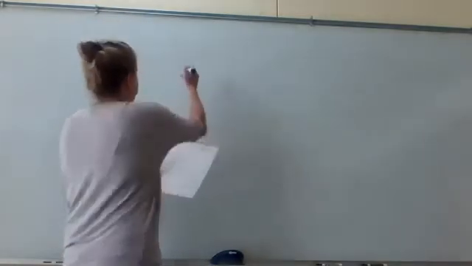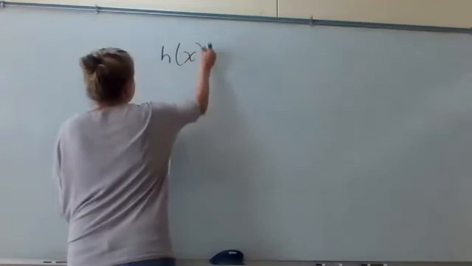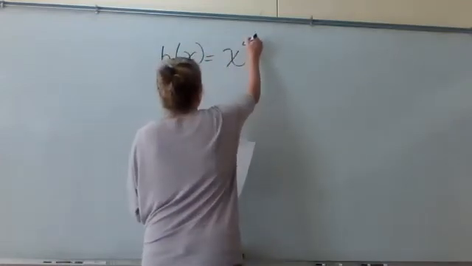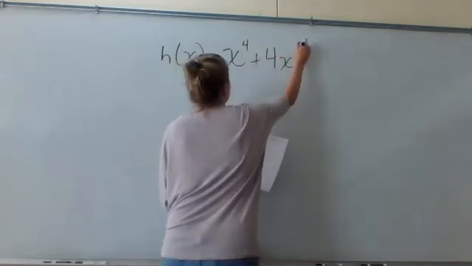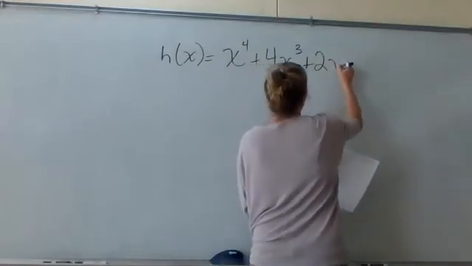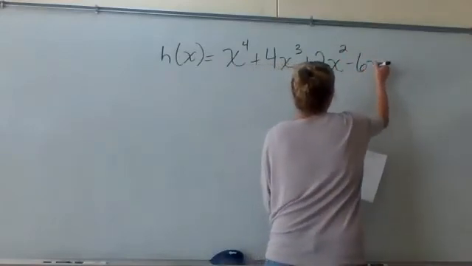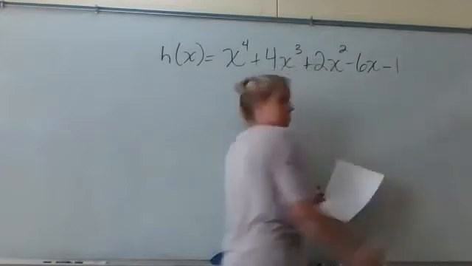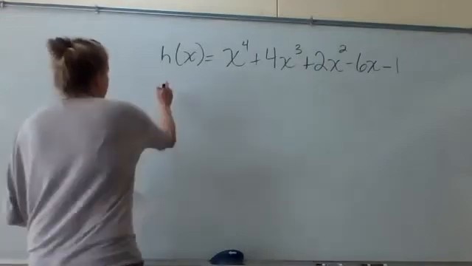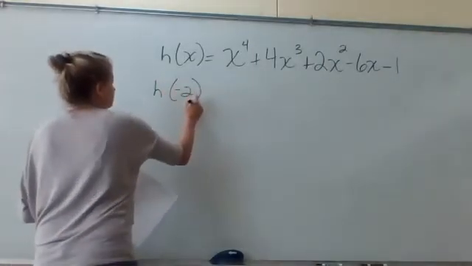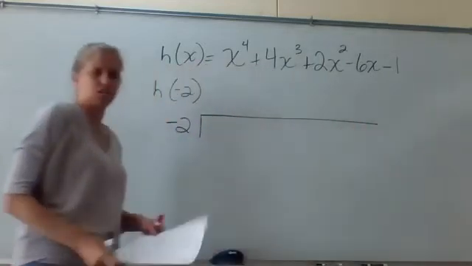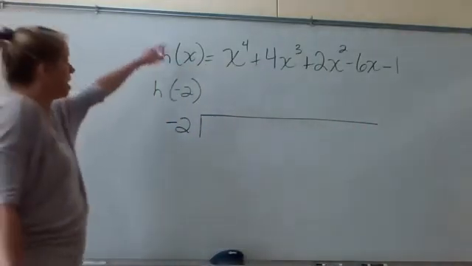H of x this time equals x to the 4th plus 4x cubed plus 2x squared minus 6x minus 1. And I'm finding negative 2 is 0, so I'm finding h of negative 2. I'll do negative 2, use synthetic division. See what I have left.